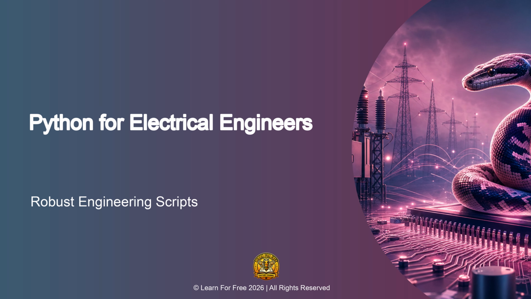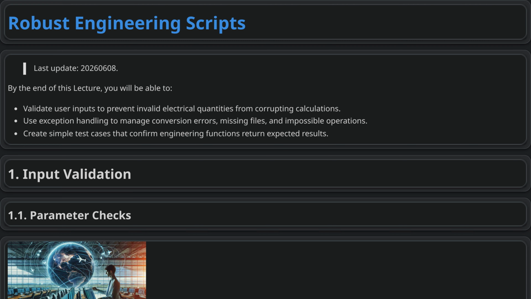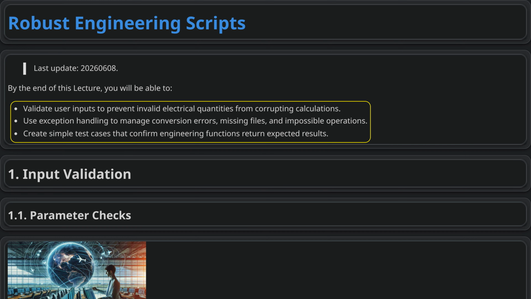Module 5, Lecture A, Robust Engineering Scripts. By the end of this lecture, you will be able to validate user inputs to prevent invalid electrical quantities from corrupting calculations, use exception handling to manage conversion errors, missing files, and impossible operations, and create simple test cases that confirm engineering functions return expected results.